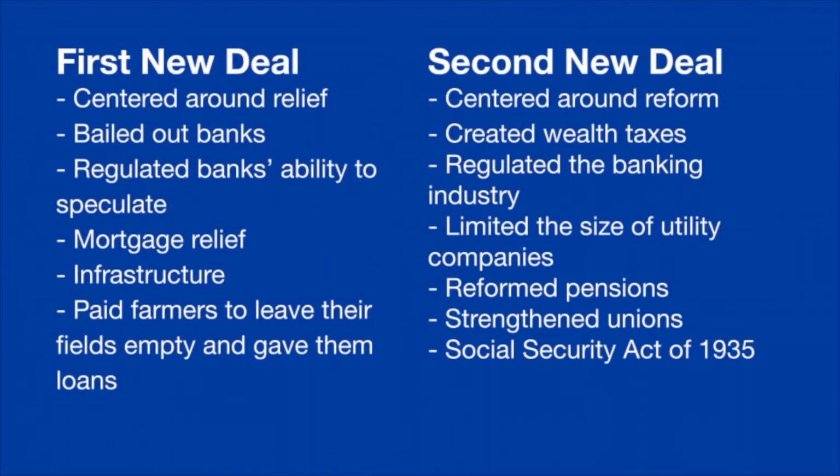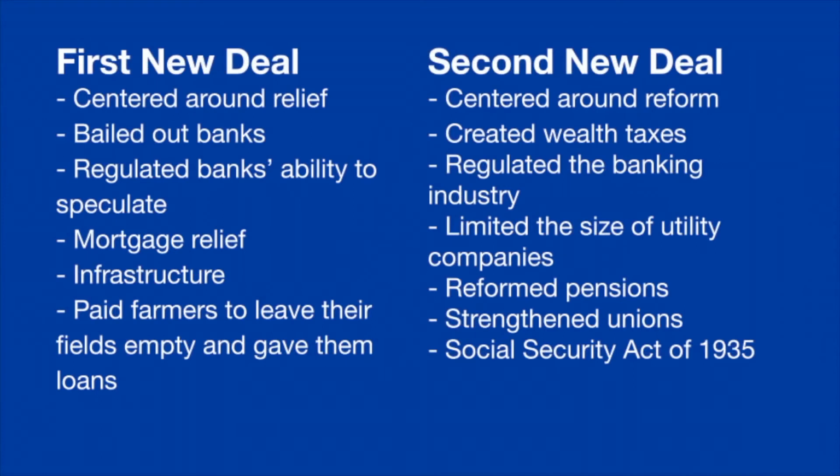It was centered around two things. The first New Deal was centered around providing relief for the people of the U.S. The second New Deal was focused on reforming the current system in place. The first New Deal, as I said, was a package of policies centered around relief. That's big. Remember that. Relief. It's going to be on the test.